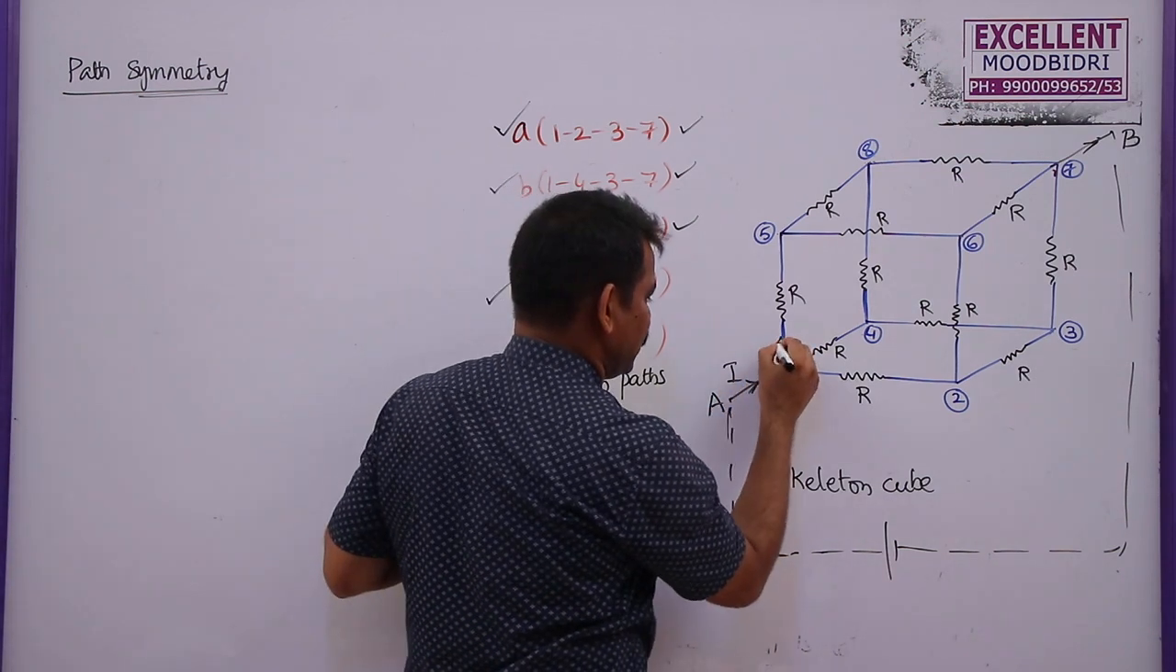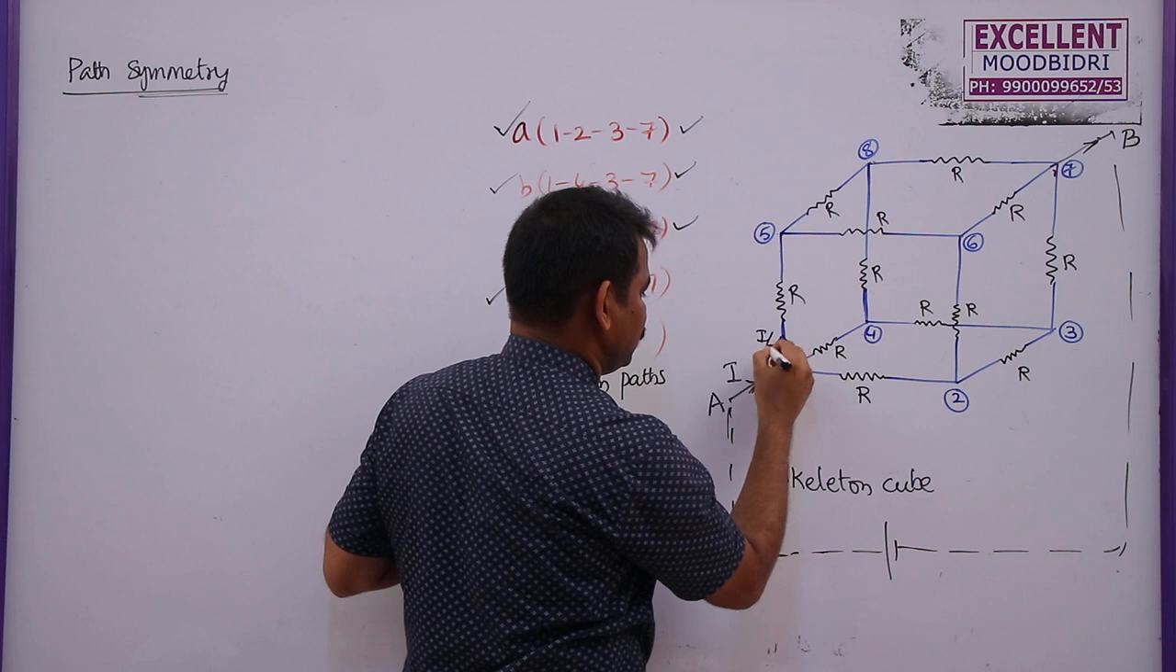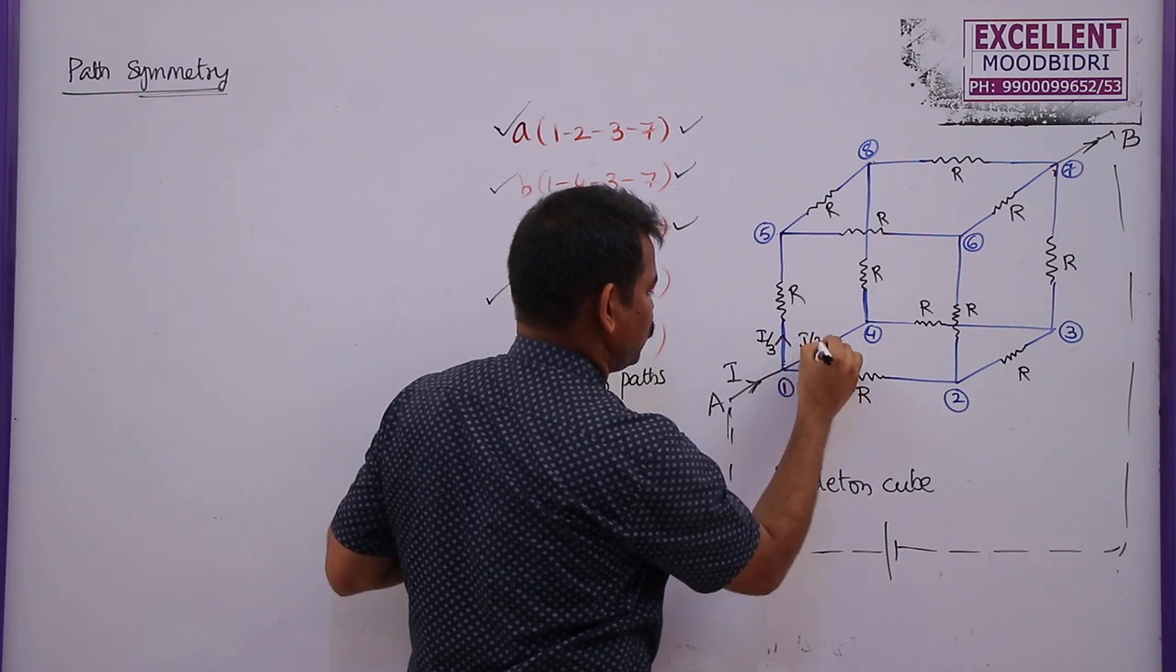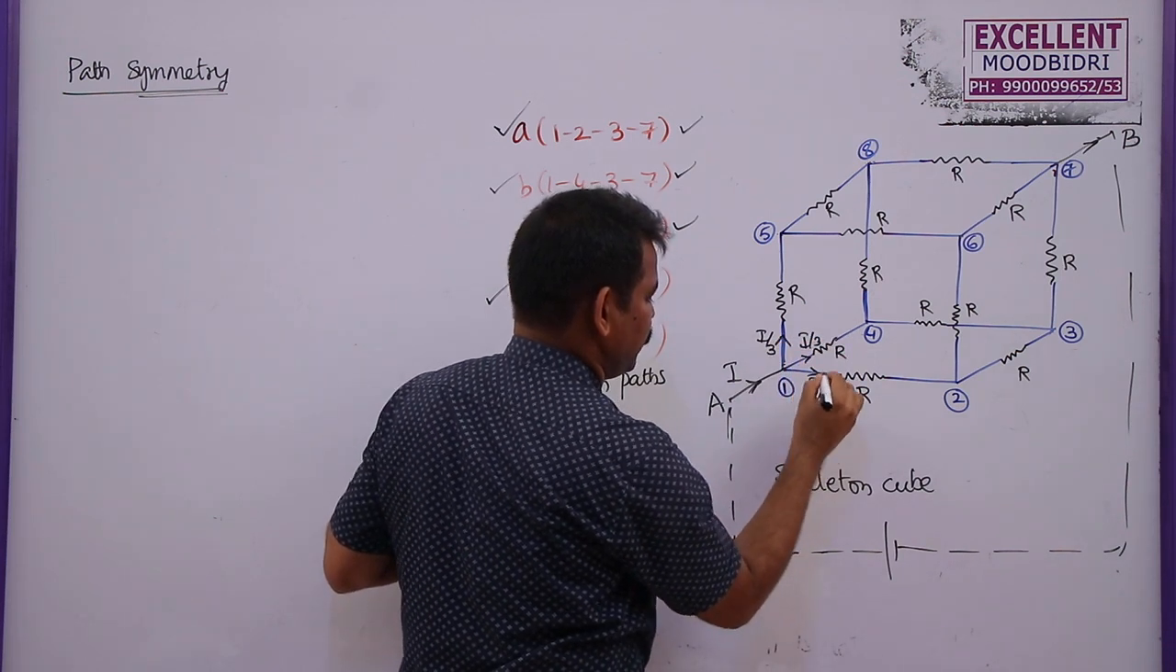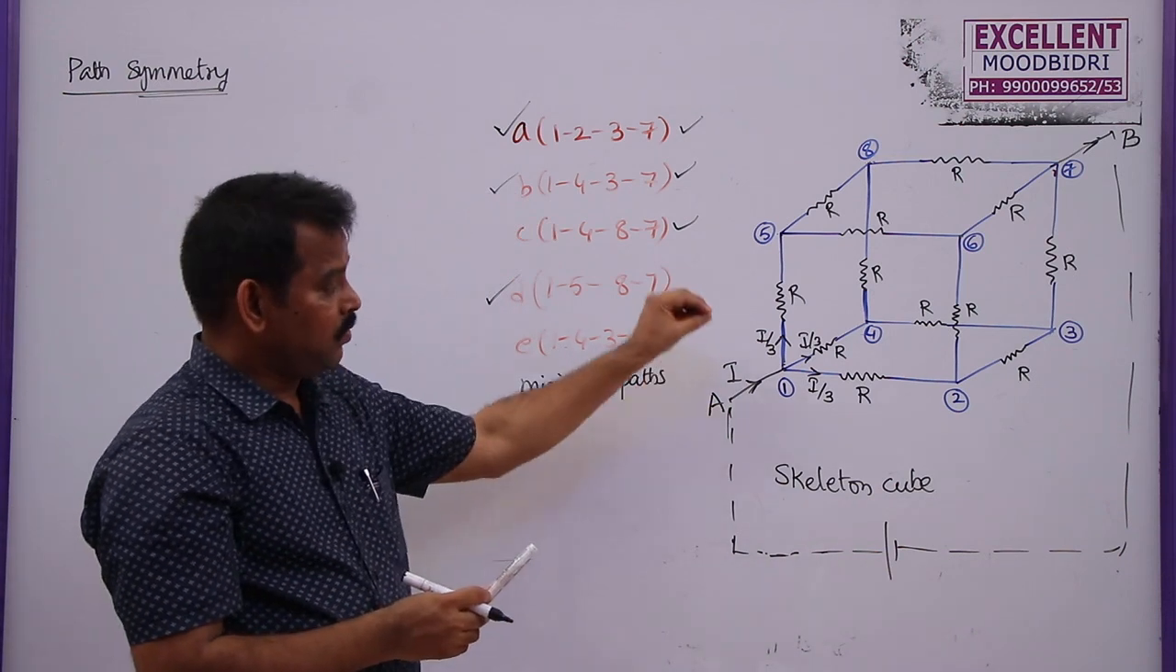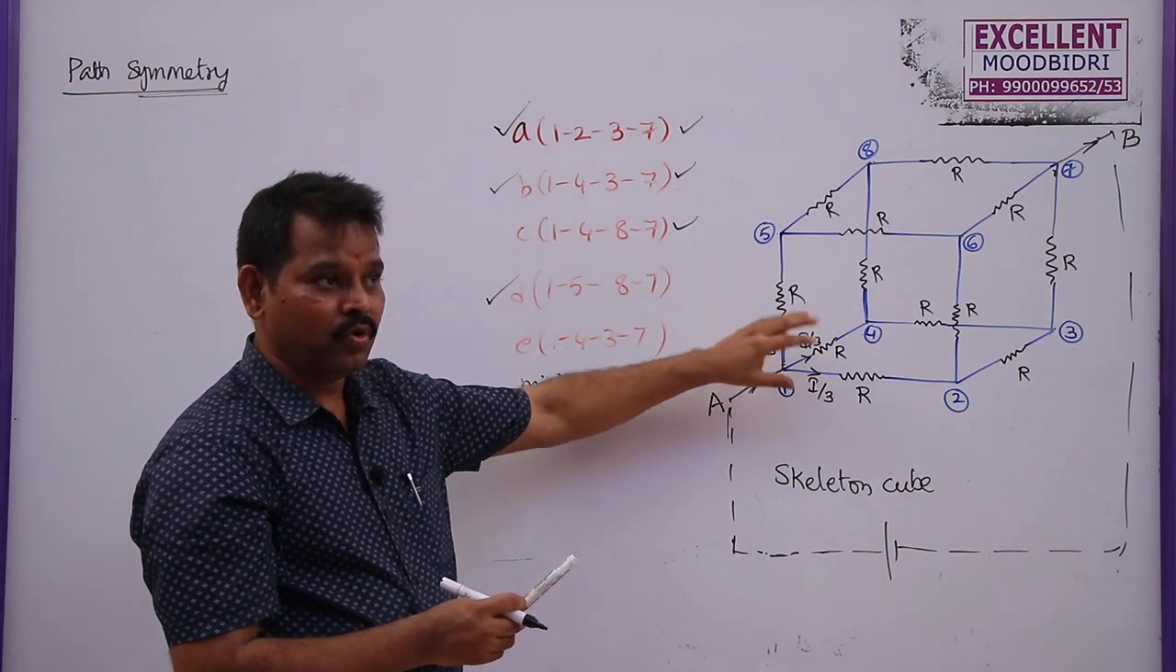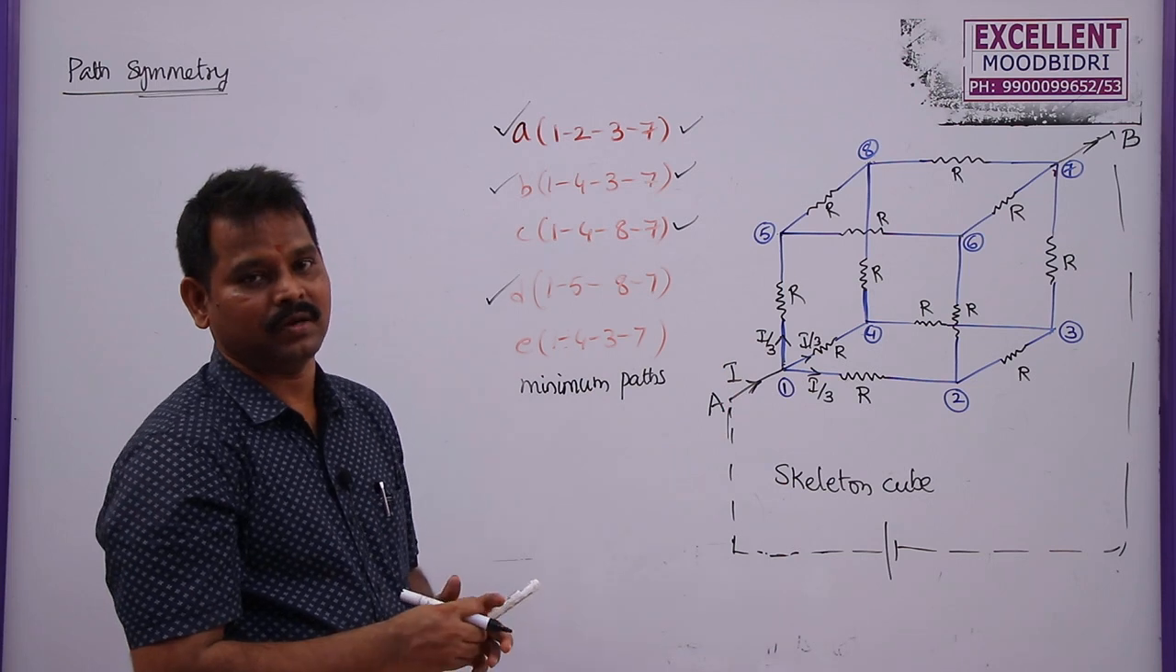So now this current will become I by 3. This current will be divided into I by 3, and this current will also be divided into I by 3. Current will be divided equally only if they are symmetrical paths.